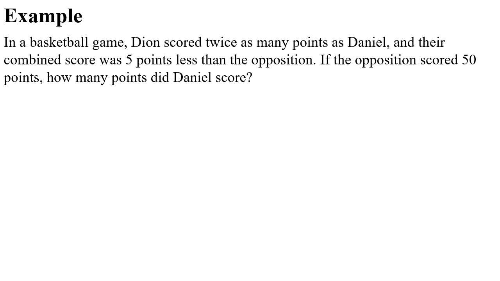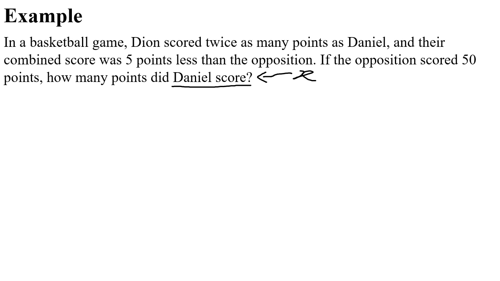There's 4 steps that we're going to go through when we solve questions like this. The first step is to assign a variable to the value that we're interested in. So the question here is asking us for the number of points that Daniel scored. So I'm going to underline Daniel's score, and I'm going to label that as X. The second step is then to write an equation that summarizes the information in the question.